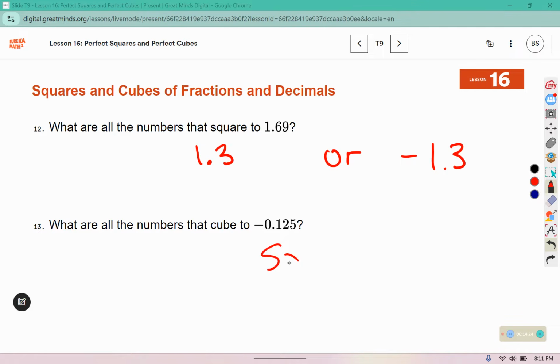We knew 5 times 5 times 5 made 125, but we want 0.125, so we want 0.5, 0.5, and 0.5. If we use positive 0.5, that's going to give us positive 0.125. So we need all of these to be negative.